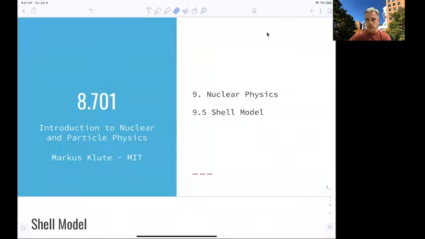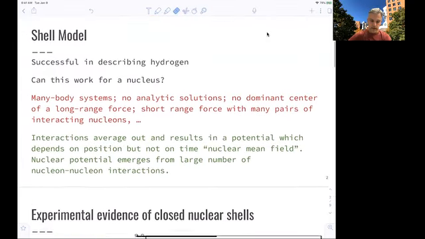Welcome back to 8701. So in this video, we'll talk about the nuclear shell model. We've already seen an interesting empirical model to describe nuclear binding energies, the liquid drop model. But it comes short in the description of all aspects of the nucleus. So let's see what we can find here.